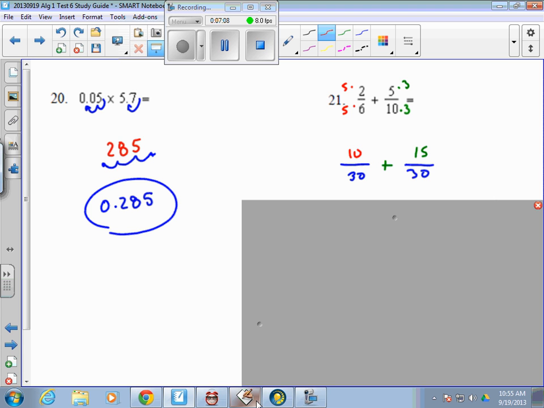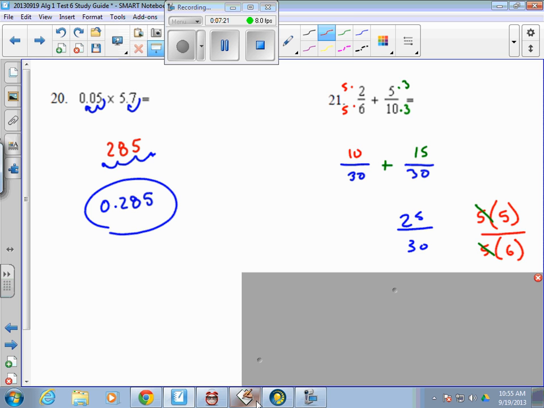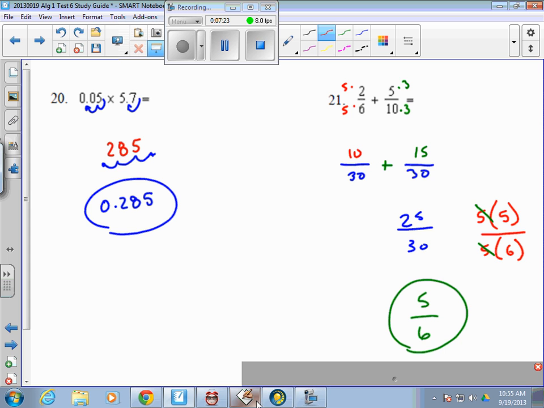On the second fraction, ask yourself, what do I need to multiply 10 by to get 30? The answer is 3. So multiply the top number 5 by 3, and you get 15. Now you have a common denominator of 30, and you could add straight across. 10 plus 15 is 25 over 30. The number 5 is a factor of both. 5 times 5 and 5 times 6, and 5 divided by 5 cancels out to give you 5 over 6 for 21.